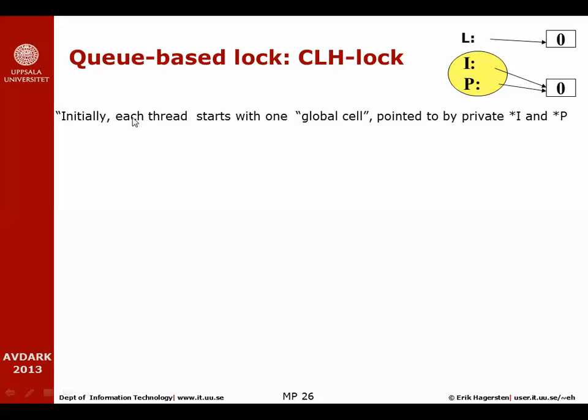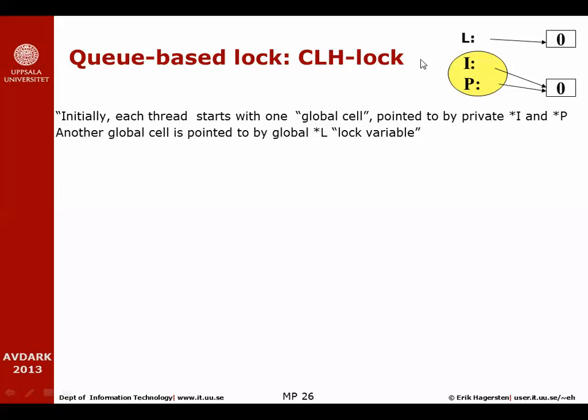So initially, each thread has 2 local variables, each of them containing pointers. Also initially there is one global cell in the shared memory. So these are global cells in the memory. There's one of those cells in memory, and that's pointed to by both of these pointer variables. So the I variable and the P variable both point to this magic memory location over here.